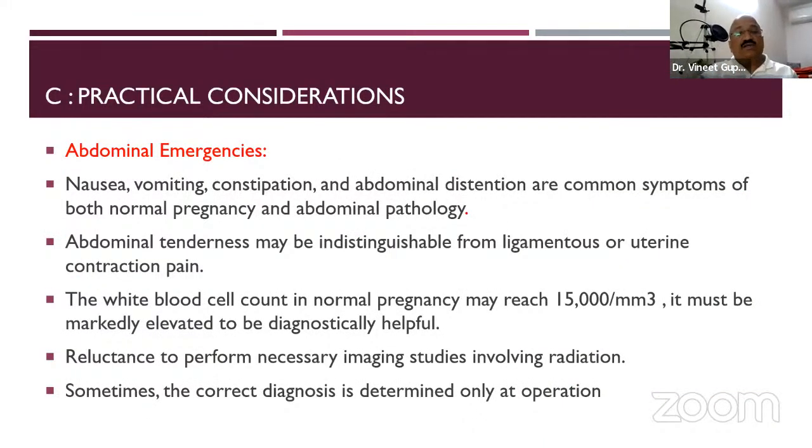Abdominal emergencies. The problem is that pregnancy mimics the signs of acute abdomen: nausea, vomiting, constipation, and abdominal distension are common symptoms of both normal pregnancy and abdominal pathology. Then abdominal tenderness may be indistinguishable from ligamentous or uterine contraction pain. The white blood cell count in normal pregnancy may reach up to 15,000 to 16,000 per cubic millimeter. It must be more than mildly elevated to be diagnostically helpful.